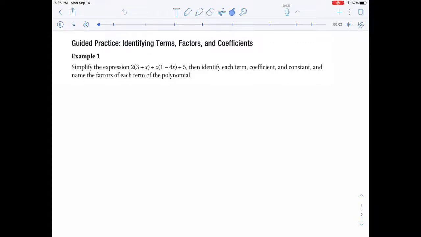Simplify the expression: the product of 2 and the sum of 3 plus x, plus the product of x and the difference of 1 and 4x, plus 5. Then identify each term, coefficient, and constant, and name the factors of each term of the polynomial.